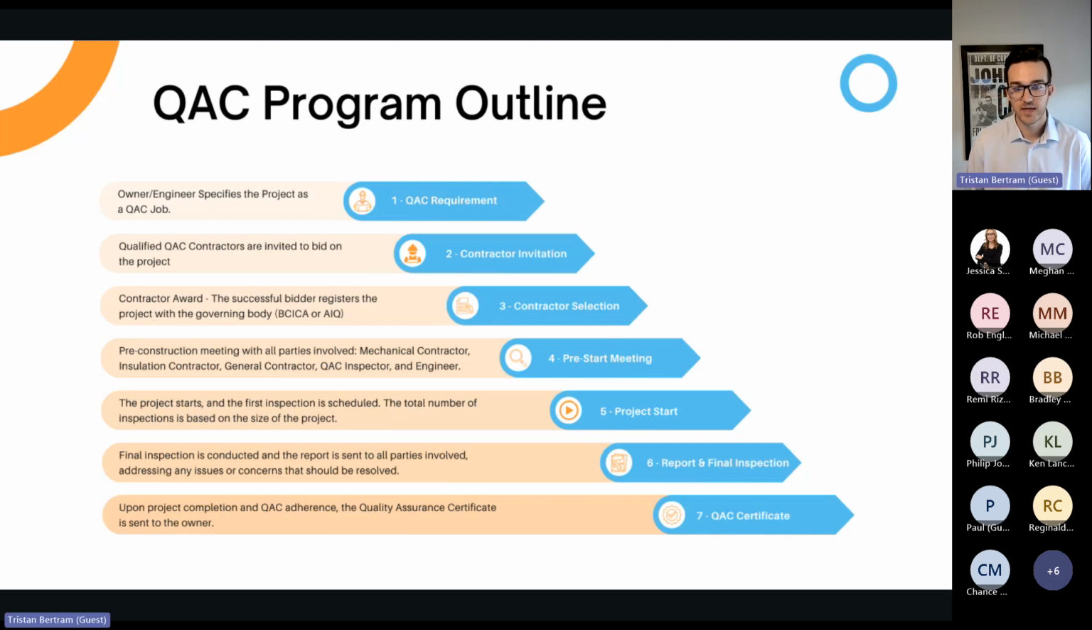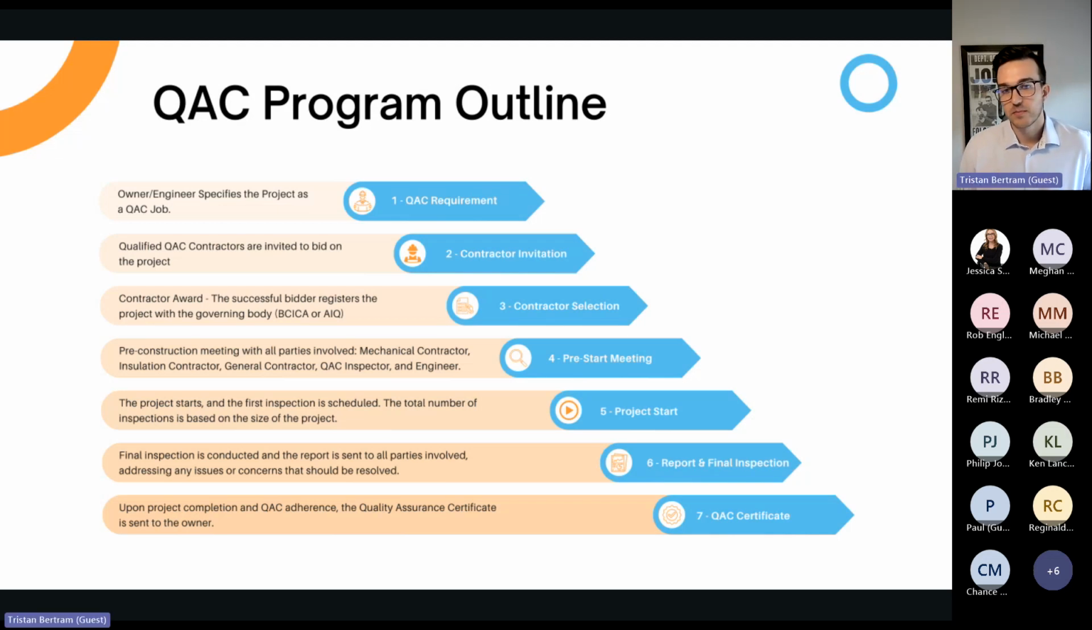A pre-construction meeting is then held with all stakeholders, including the mechanical and insulation contractor, general contractor, QAC inspector, and engineer. This is one of the most important meetings, ensuring comprehensive planning, coordination, and ultimately setting the stage for the project's success.